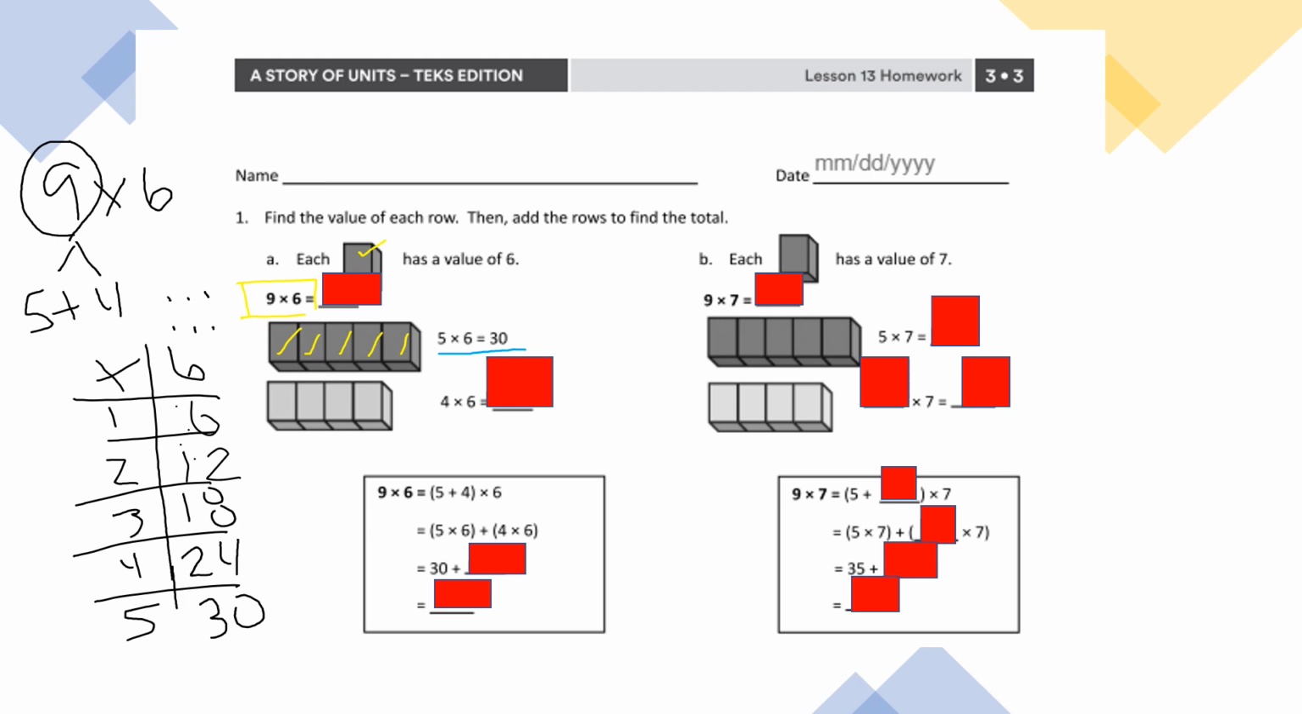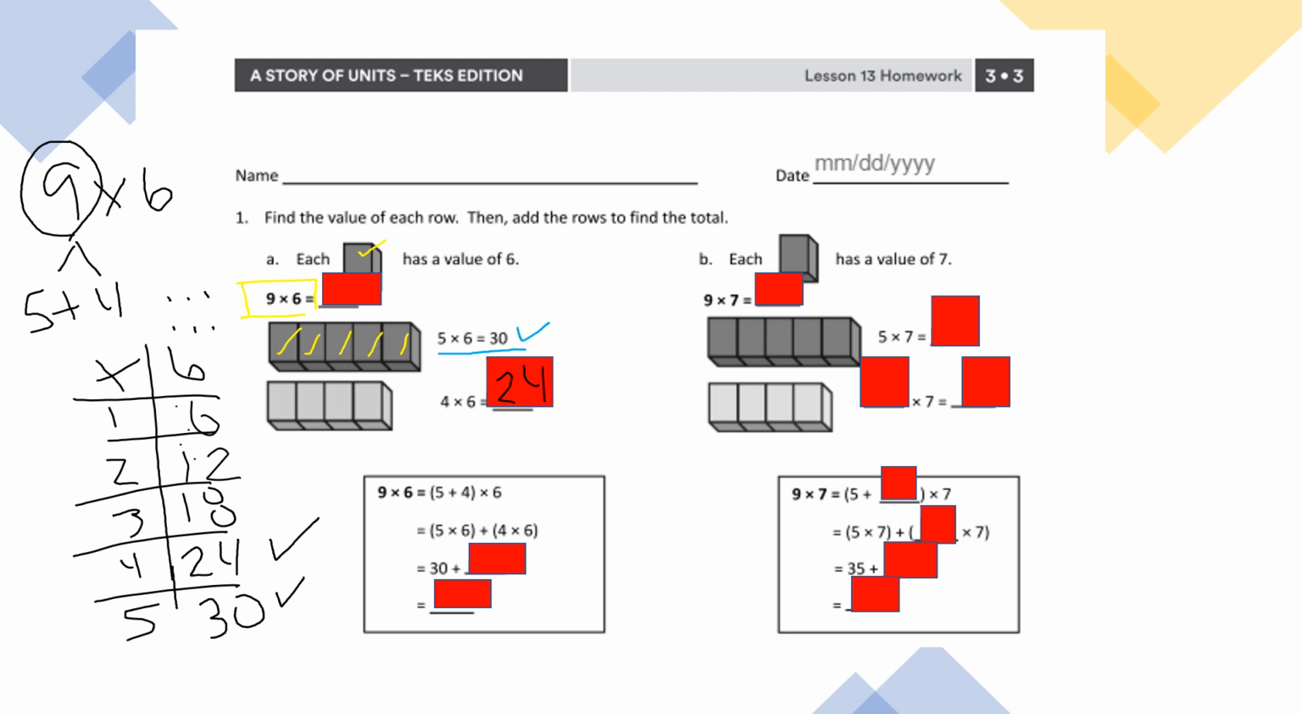All right. Now notice we only are worried about the 2 equations that make up 9 times 6. And the 2 equations that 9 times 6 is made of is 5 times 6 and 4 times 6. And we have the answer to both of those here. Now again, 5 times 6 was already solved for you here. We just have to write the answer to 4 times 6. And the answer to 4 times 6 is 24.